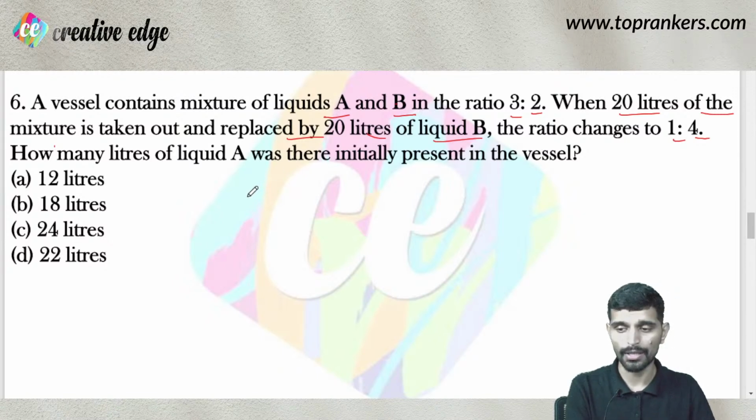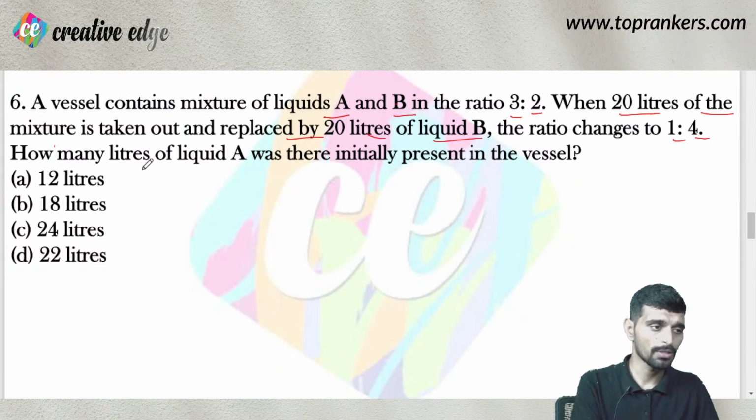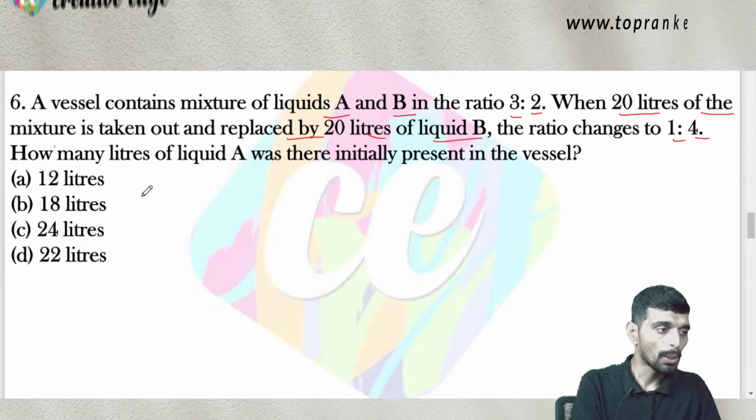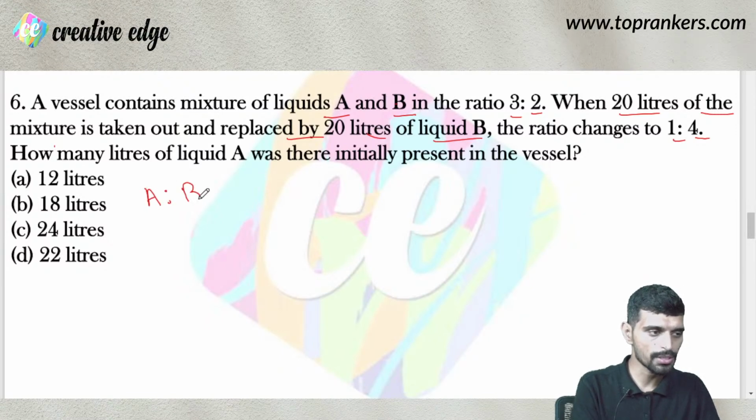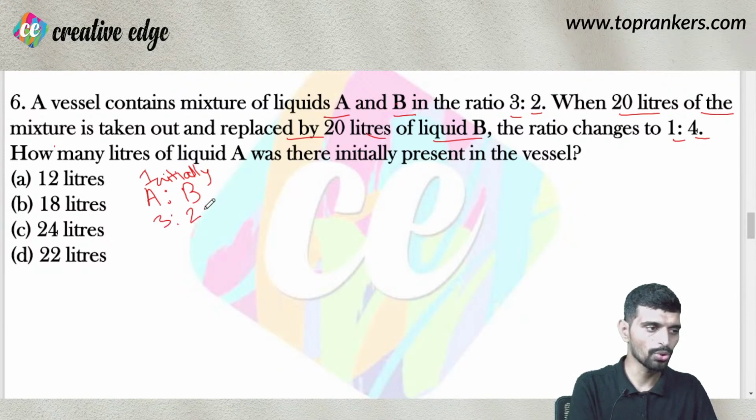So guys, this is another variety. Be careful while solving such questions. This is not the variety that we have seen earlier. Here, we don't know the actual quantity, what it was initially, but all we know is the initial ratio 3:2.